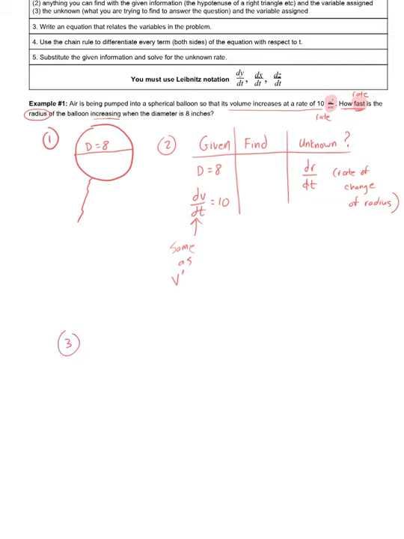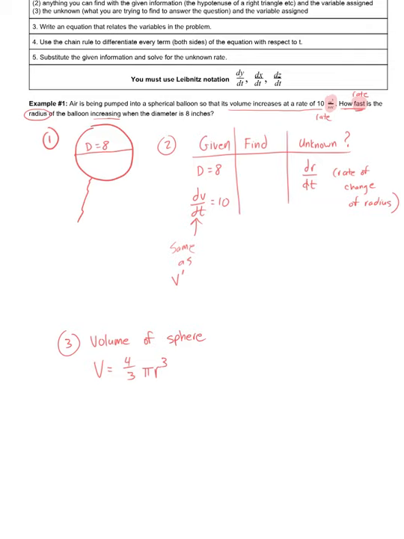You have to find an equation that matches the problem. We're dealing with the volume of a sphere. So now you have to go back to geometry and get that formula. The formula for the volume of a sphere is V equals 4/3 pi r cubed. Remember, volume is always cubic units. So that's our third step.